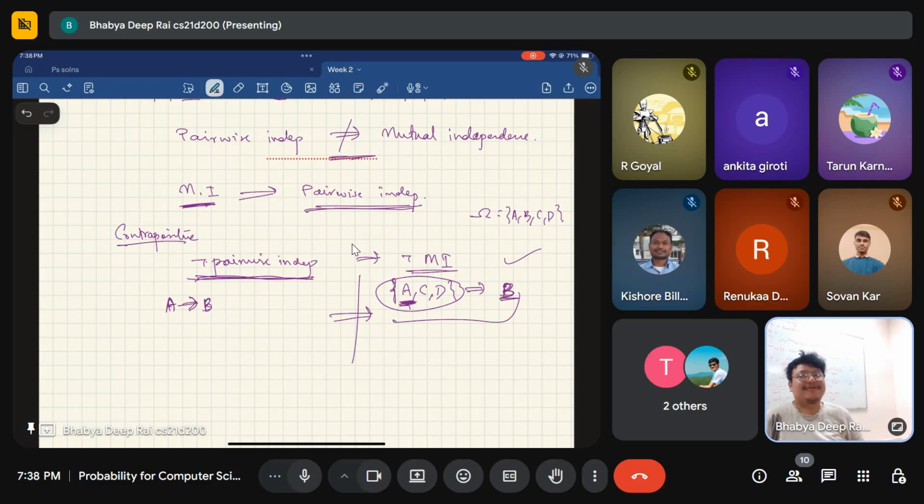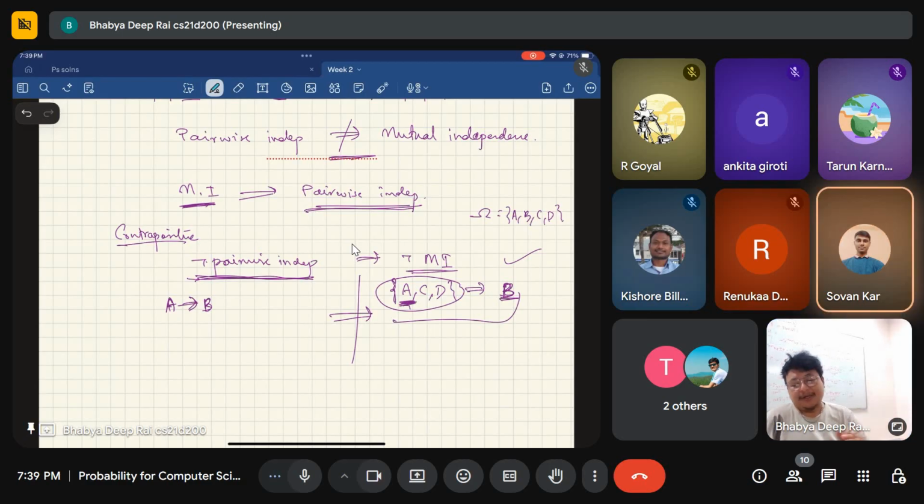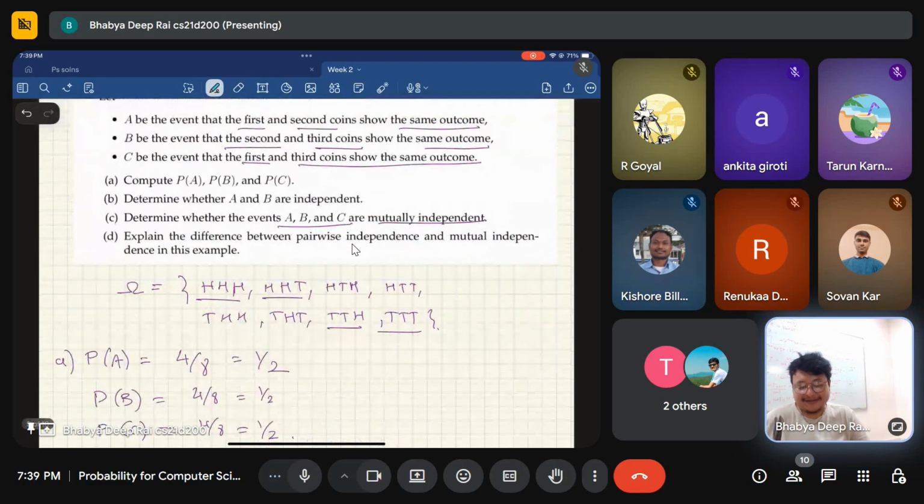Or rather 2 to the omega, probably. Oh no, this is correct. This is correct. Yeah. Right? So this is not mutual, but pairwise independence. Explain the difference. Okay, this is mutual with an example. In this example, sure. But the main crux is mutual independence is an even stronger thing to achieve.